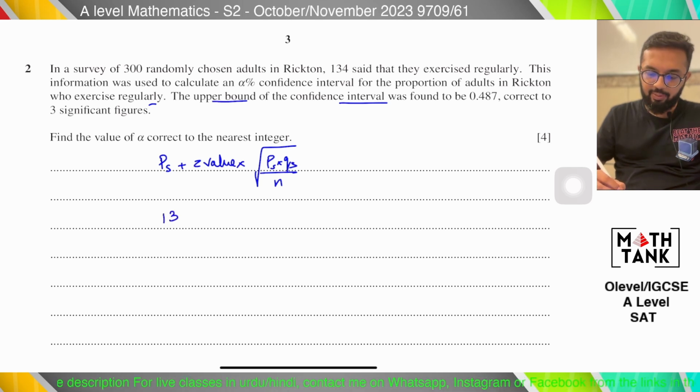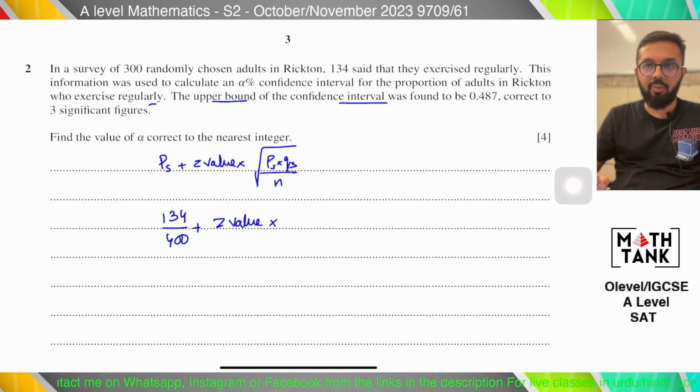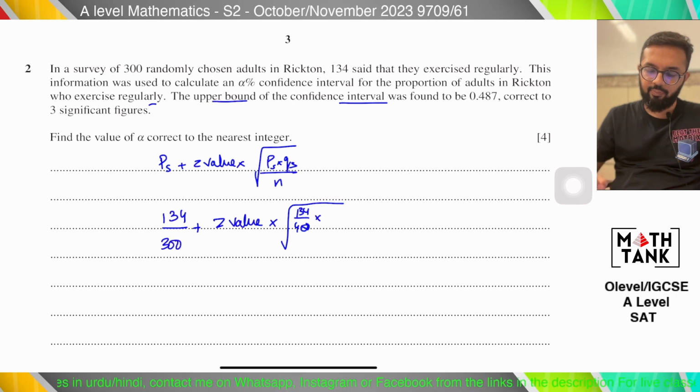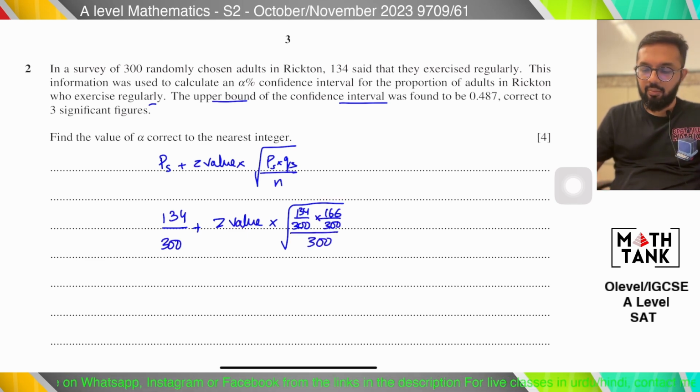So the proportion of the sample was 134 over 300. I don't know the z value. That's what I'm trying to find out, and that will help me come up with an answer for the confidence interval. Okay, what's PS? It's 134 over 300, and QS is 166 over 300, and then divided by another 300. And that should be equal to 0.487. Okay, shuffling things around will give me a z value.